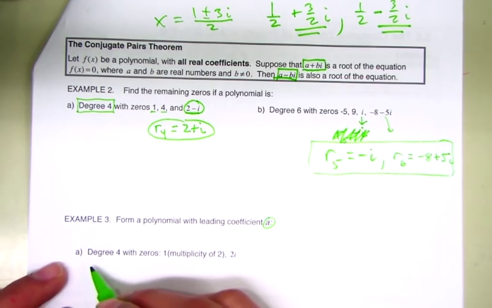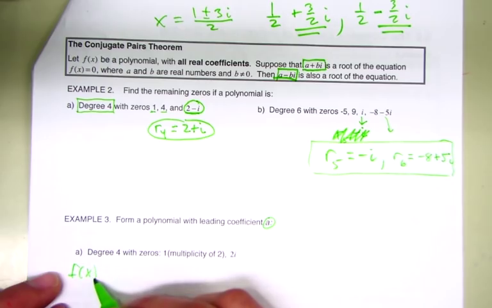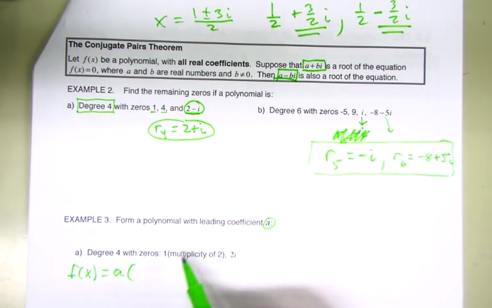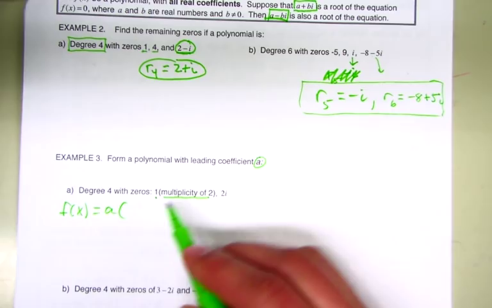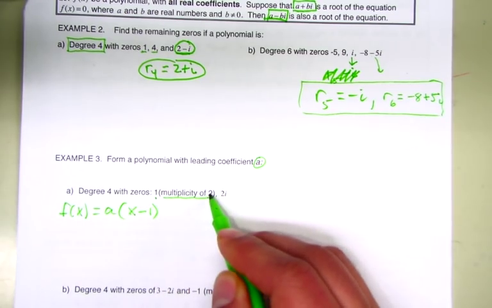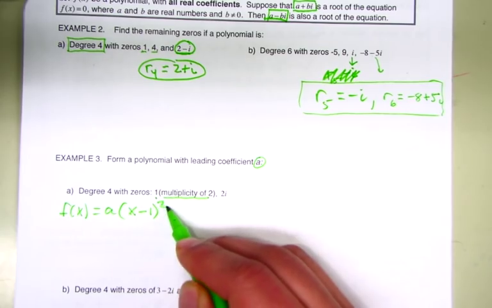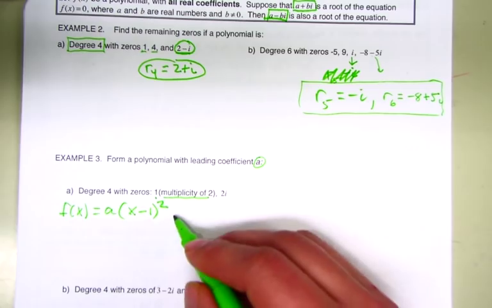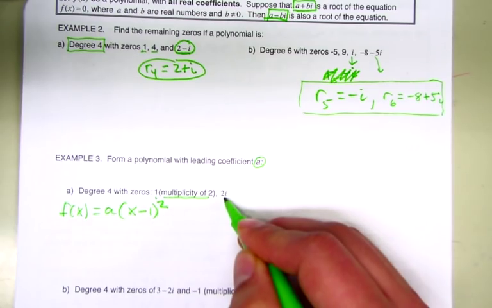So f of x will be a, and here's what I know. 1 is a 0 with the multiplicity of 2, so that translates to a factor of x minus 1, but since the multiplicity is 2, that's going to be squared. Okay. And then for the second part, we have 2i is a root.